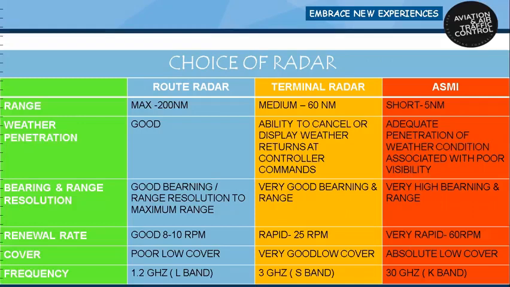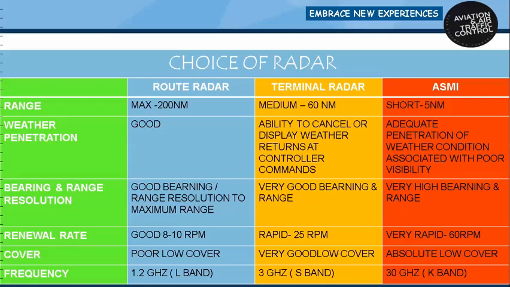Renewal rate. Route radar has 8 to 10 revolutions per minute. Terminal radar has a rapid renewal rate, 25 revolutions per minute. And airport surface movement indicating radar has a very rapid renewal rate. These have 60 revolutions per minute. Route radar has a very poor low cover. Terminal radar has a very good low cover. And airport surface movement indicating radar has absolute low cover, which is used during low visibility operations.